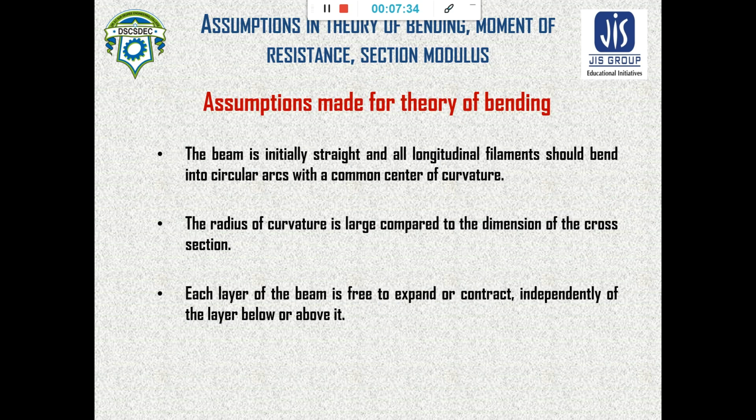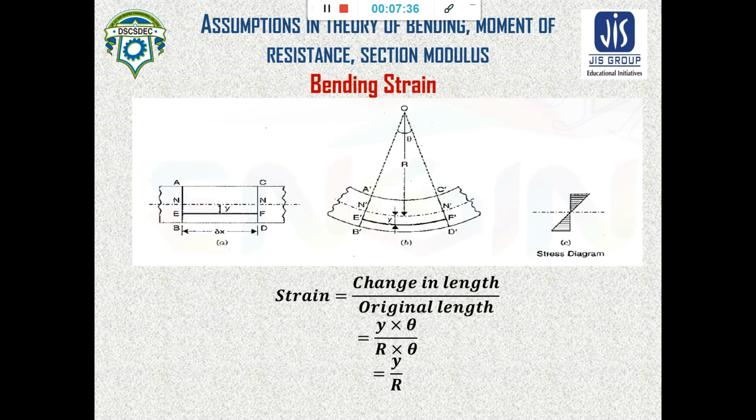Now we will see about our moment of resistance. But before that, consider a bar ABAC. In that bar, NN is the neutral axis. Now a fiber that is at a distance y from the neutral axis is EF, and the original length is dx.